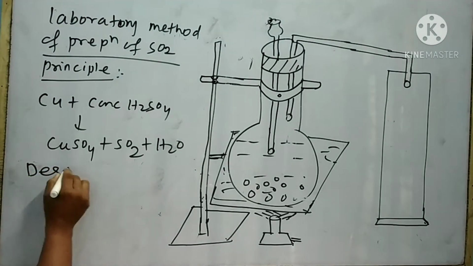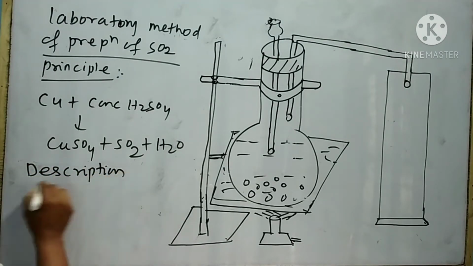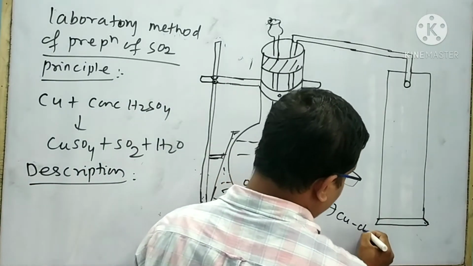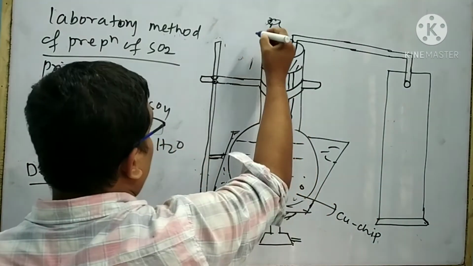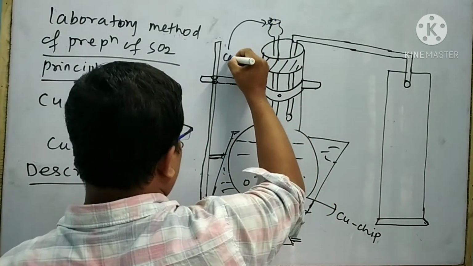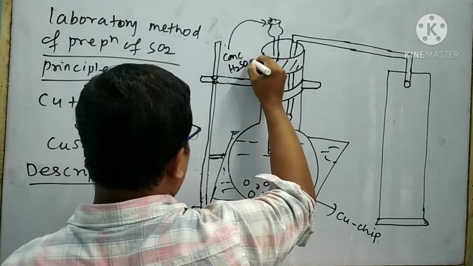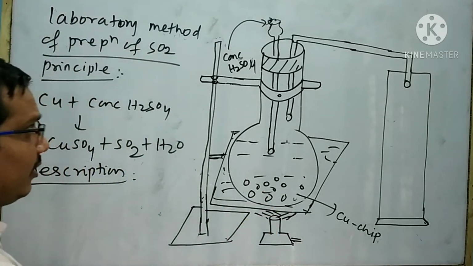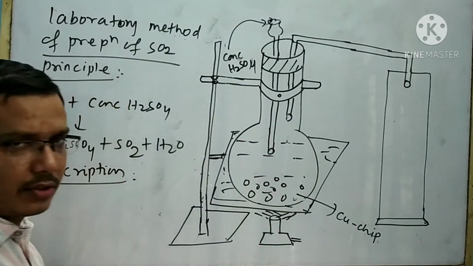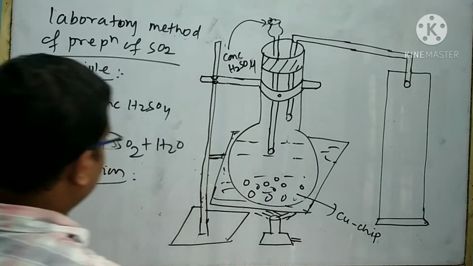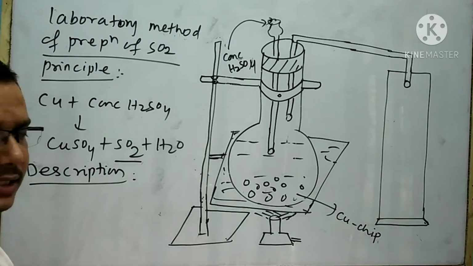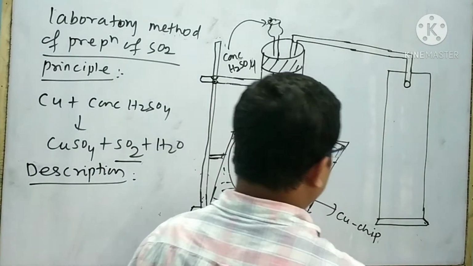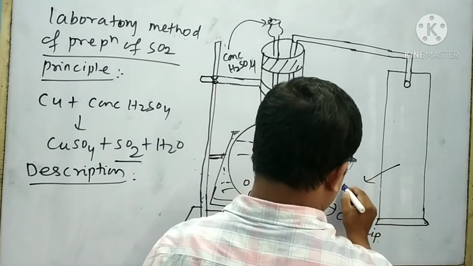Next I will discuss the description. Here a copper chip is taken. In this way concentrated H2SO4 is added to the copper chip. When concentrated H2SO4 is added to the copper chip, then sulfur dioxide gas is produced. This sulfur dioxide gas is collected here.